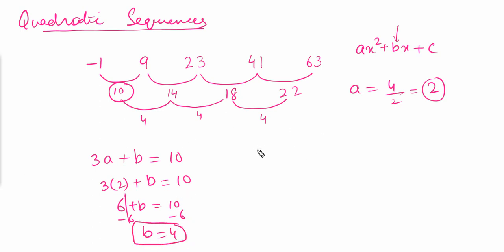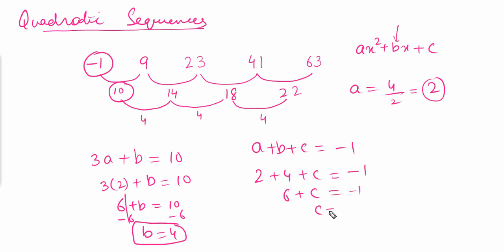Now in order to find c, it's quite simple. It's a plus b plus c is equal to the first term, which is -1. My a is 2, my b is 4, and I don't know c, so 6 plus c equals -1. So c is equal to -1 minus 6. So c equals -7. So -7 will be our constant.